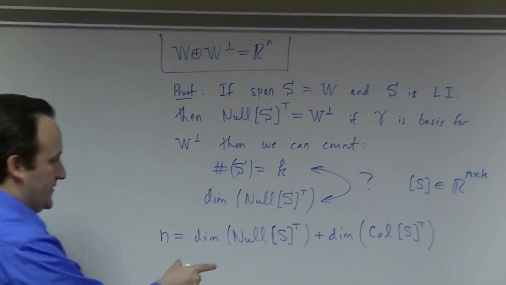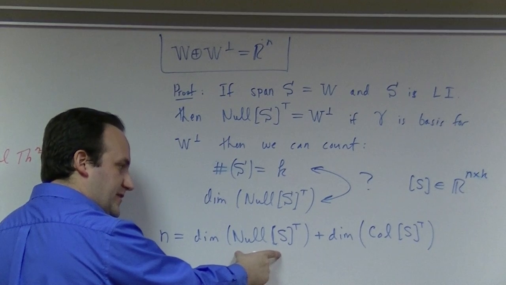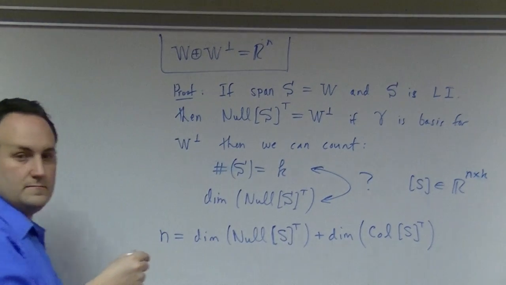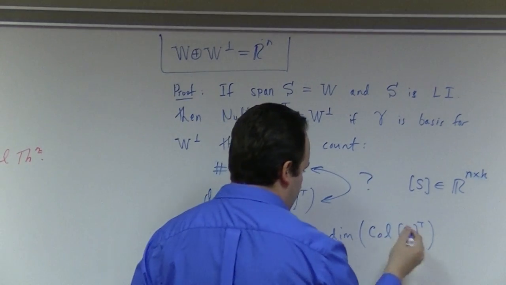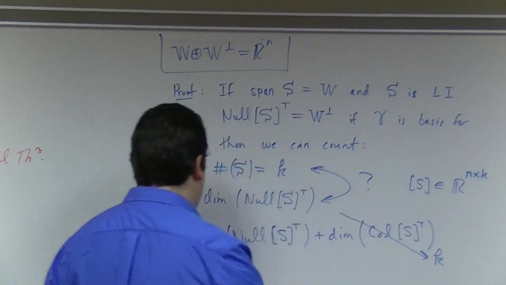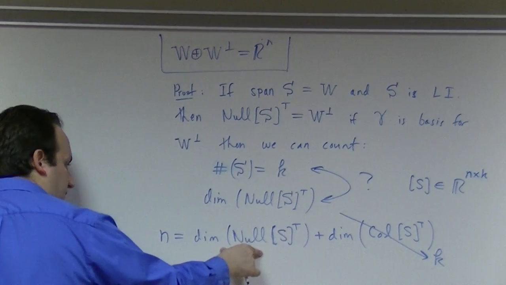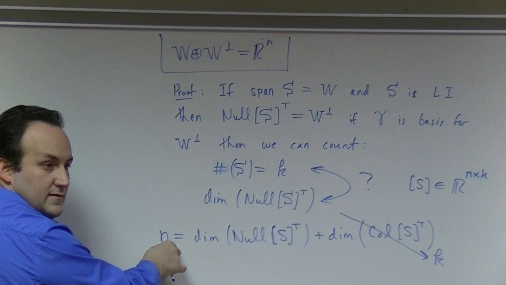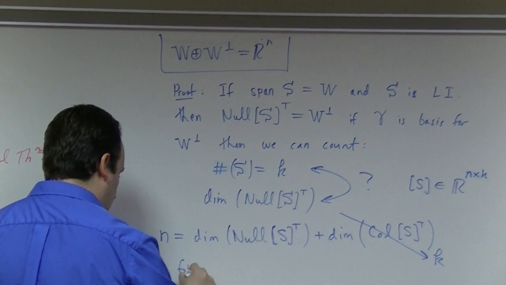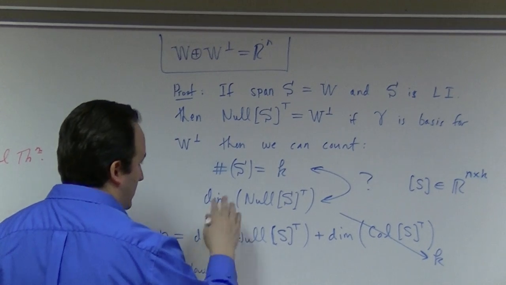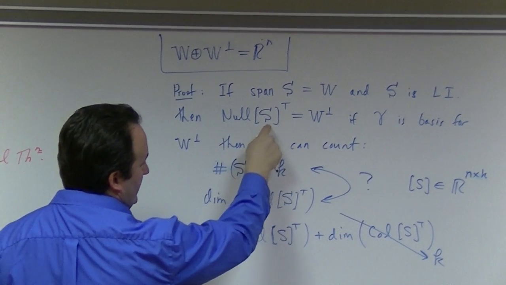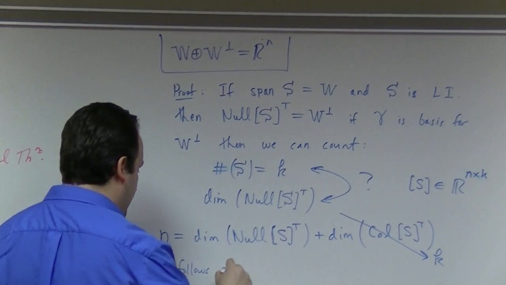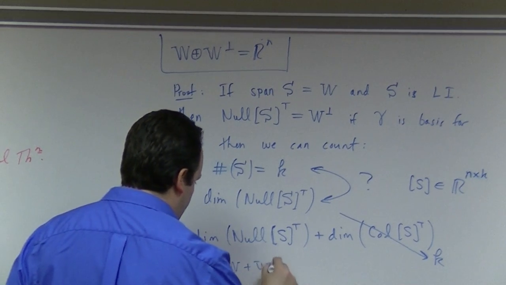So the rank-nullity theorem applies to the transpose, and tells me the dimension of the null space of the transpose plus the dimension of the column space of the transpose is equal to what? It's equal to n. But you see, this is k. So what I have is that k plus the dimension of the null space of S transpose is equal to n. So it follows that the dimension of W plus the dimension of W perp is equal to n, so W plus W perp is just equal to R^n.